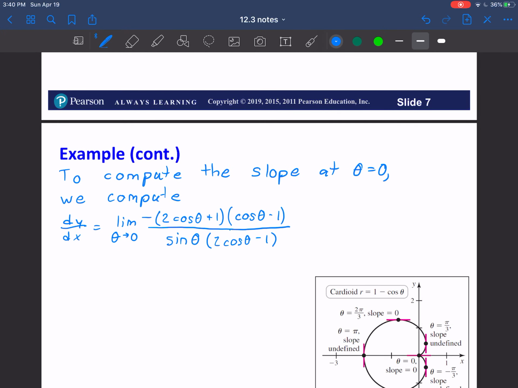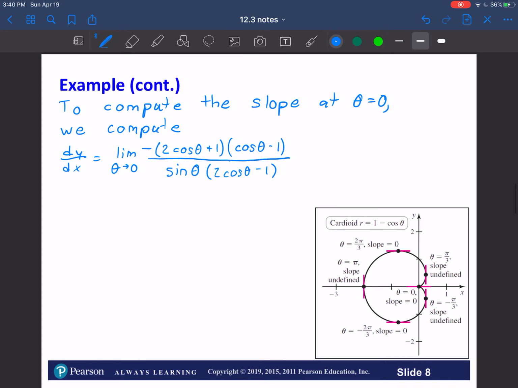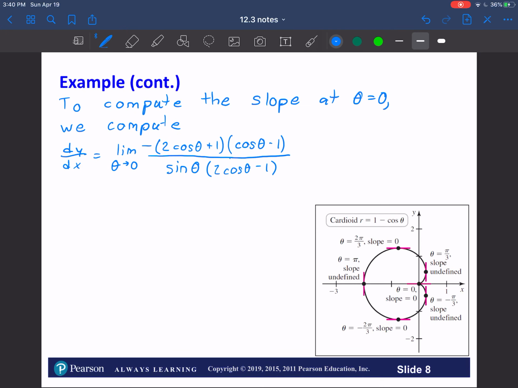So in order to compute this limit, what you might notice is that if you were to just straight up plug in 0, you would get the indeterminate form 0 over 0. And so that suggests that L'Hopital's rule would work. So if we use L'Hopital's rule, and I won't bore you with the calculations here, let me just skip to what L'Hopital's rule would give us.